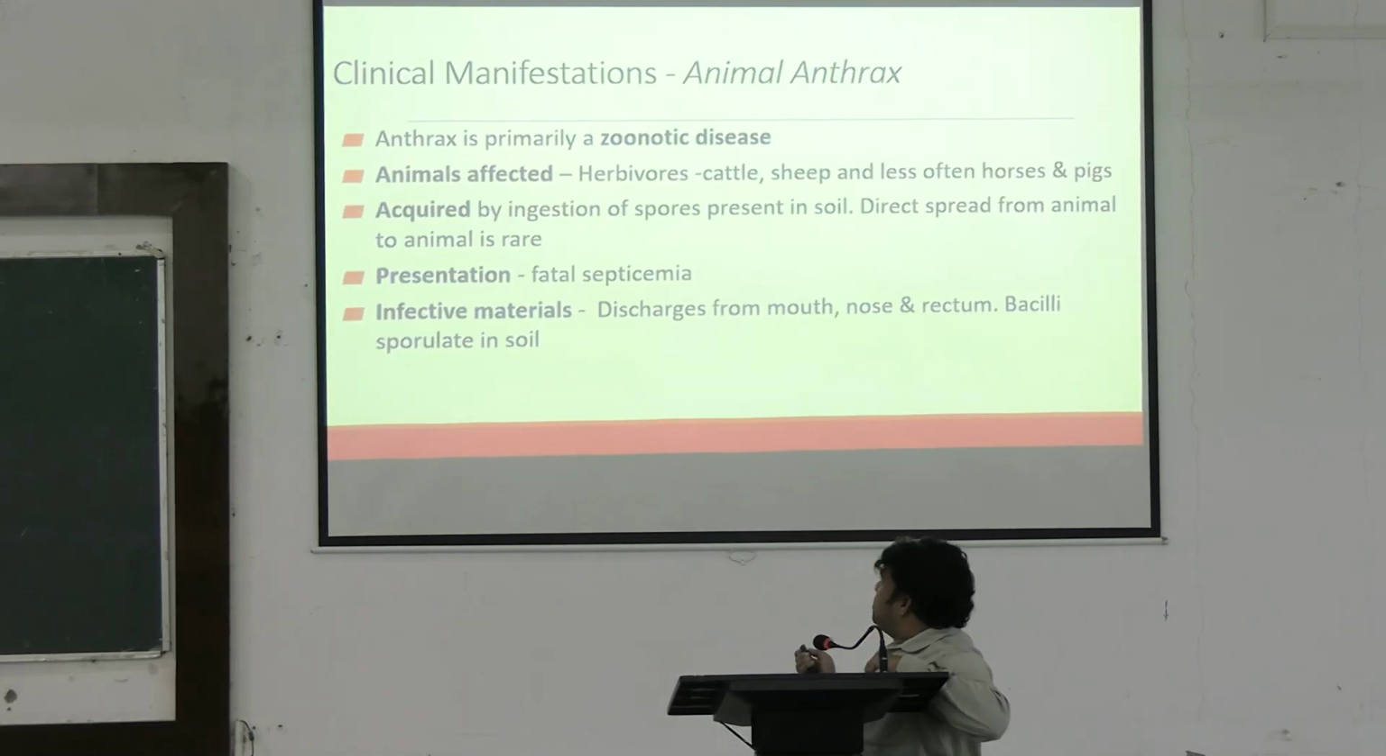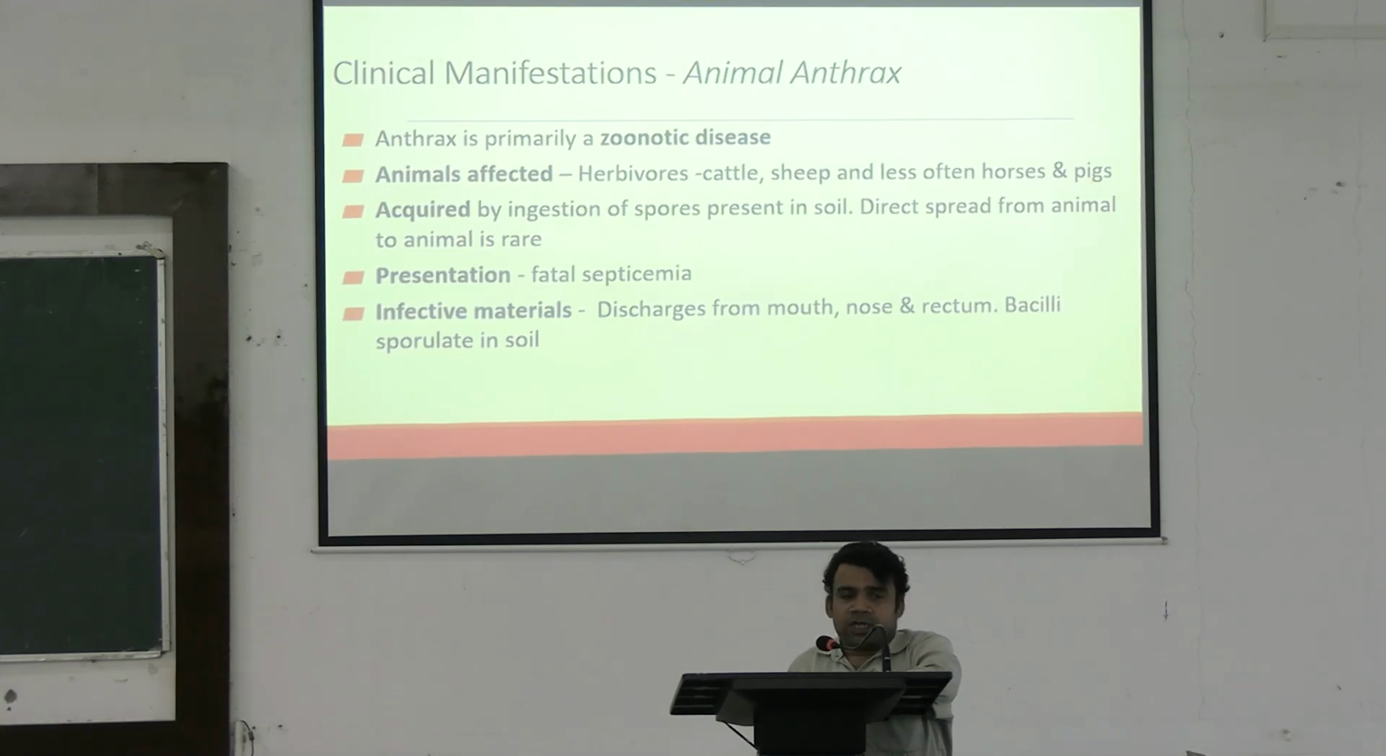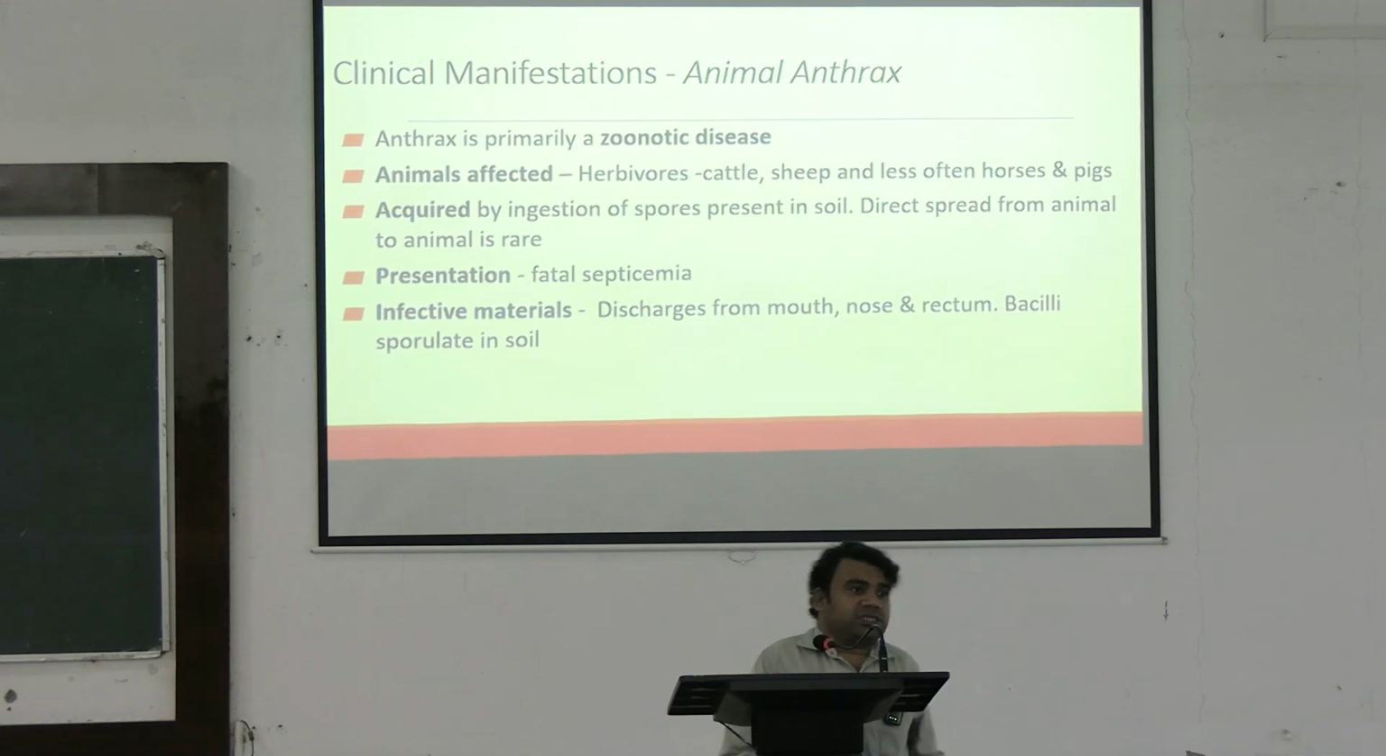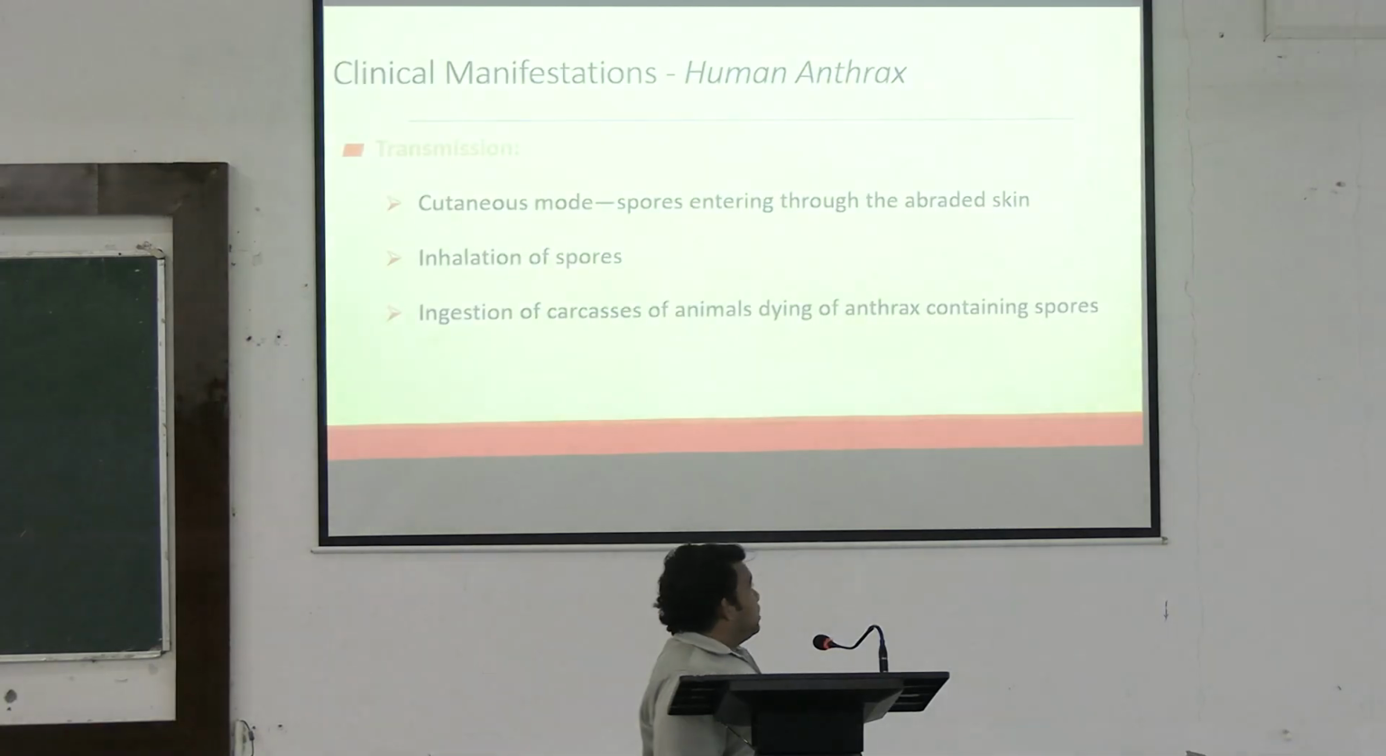The most common animals which are associated include the herbivores, that is the cattle. If we look at any economy which is predominantly agrarian, most of the animals which are reared include cattle, sheep, goats, etc. So, most of the people who are associated with animal rearing are at a higher risk of the disease. Furthermore, the main presentation is septicemia. That means once the bacteria enters into the human body, it can cause septicemia.